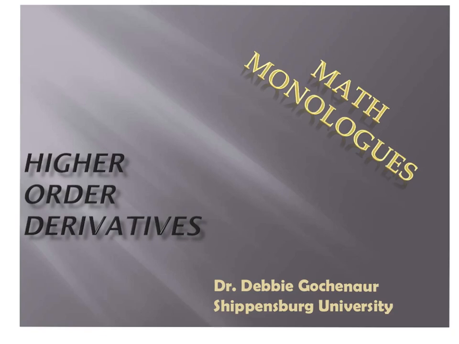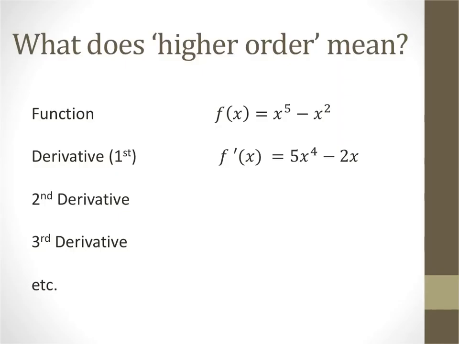Today, let's take a look at higher order derivatives. When we have a function, such as x to the fifth minus x squared, we can take the first derivative: bring the 5 down, take 1 from the exponent to get 5x to the fourth, bring the 2 down to get minus 2x. We can take a derivative of that derivative.